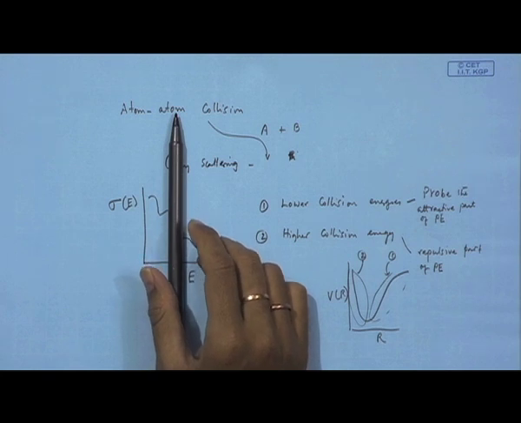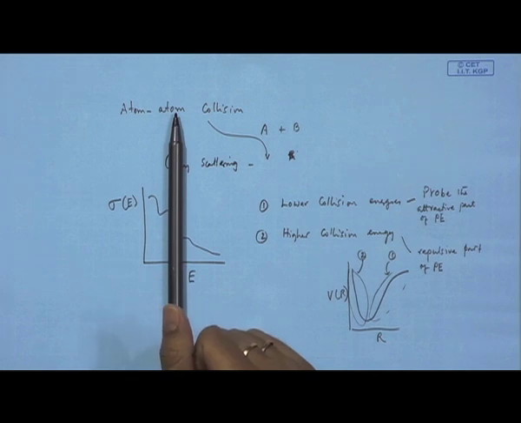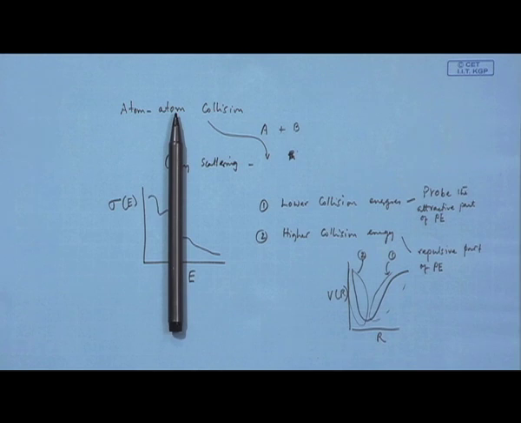So, it is nothing but the quantum mechanical interference between the two paths. This Glory oscillation is nothing but the quantum mechanical oscillation due to the interference of the two energetically favorable paths.